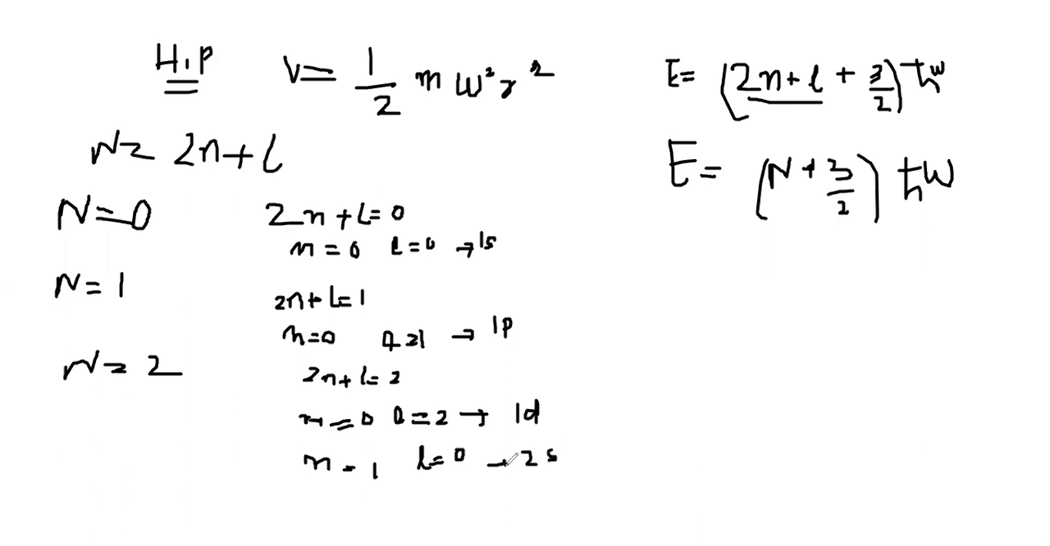Here, for 1d and 2s, the value of capital N is 2, which means these two levels are degenerate. They will have the same energy. Okay, they are degenerate. They will have the same energy as per the harmonic potential value.